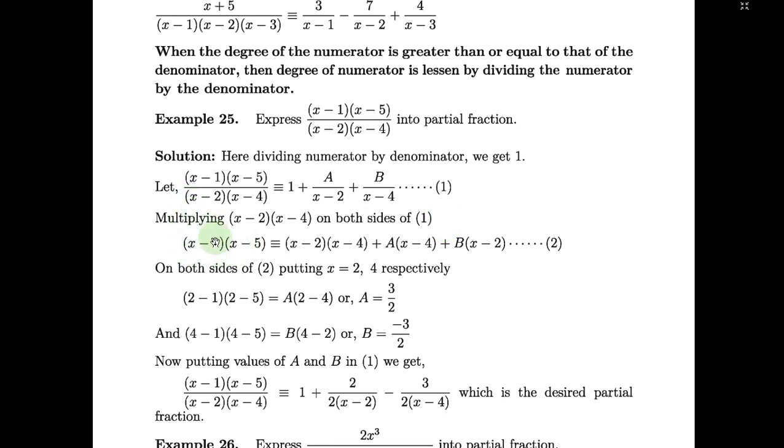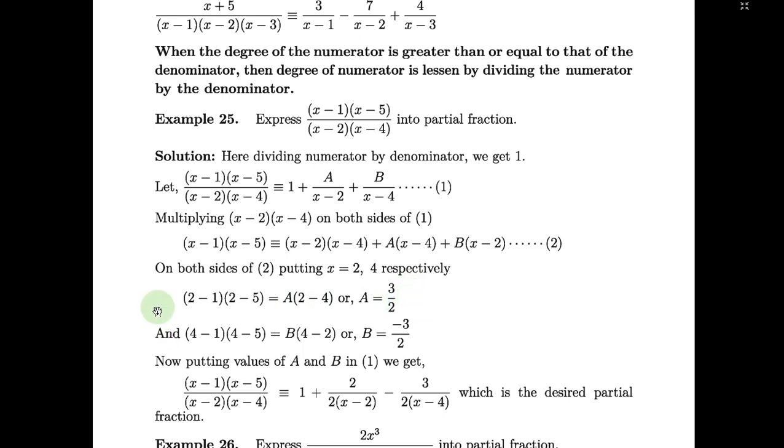Multiply, and we will get this equation; it will no longer be a fraction. From this equation you can find the value of a and b. Similarly, like the previous problems, if you put x equal to 2, then b will vanish, the coefficient of b will be 0. Then we will find the value of a, it will be 3 by 2.